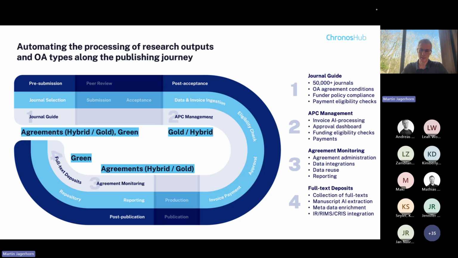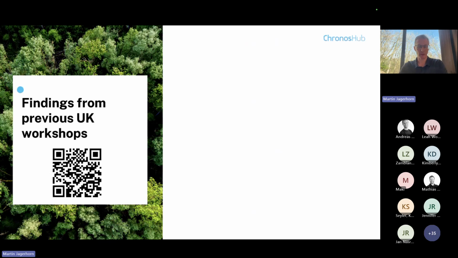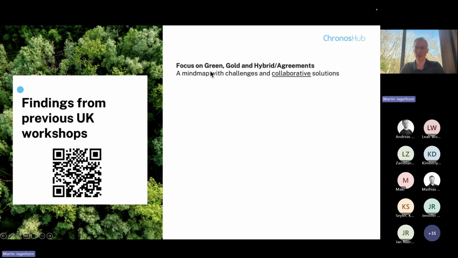And this was also the basis for the workshops that we carried out in the UK. So as said, at the Crick Institute, end of last year, in Lancaster, early February. So if you want to, you can scan this QR code, or you will wait until after the webinar and you will get a link where you can get access to a page where you can see all the documented results from those workshops. So the focus in the workshops was on green, gold, and hybrid agreements. So there is a mind map where we first elaborated on the challenges and then collaborative solutions. So how can we work together to address these different challenges?